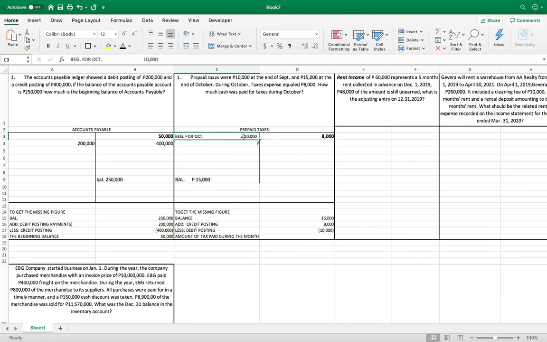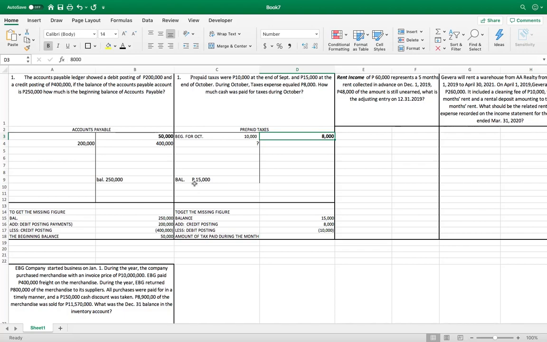So the beginning balance for October is 10,000. That is the ending of September. The ending of October is 15,000. And then during October, taxes expense equaled 8,000. This 8,000 that is posted on the credit side represents the adjustment for prepaid taxes, which means there is an adjustment made by the company debiting taxes expense and crediting prepaid taxes 8,000. That is why there is a credit posting of 8,000. So that is the history of that posting of 8,000.